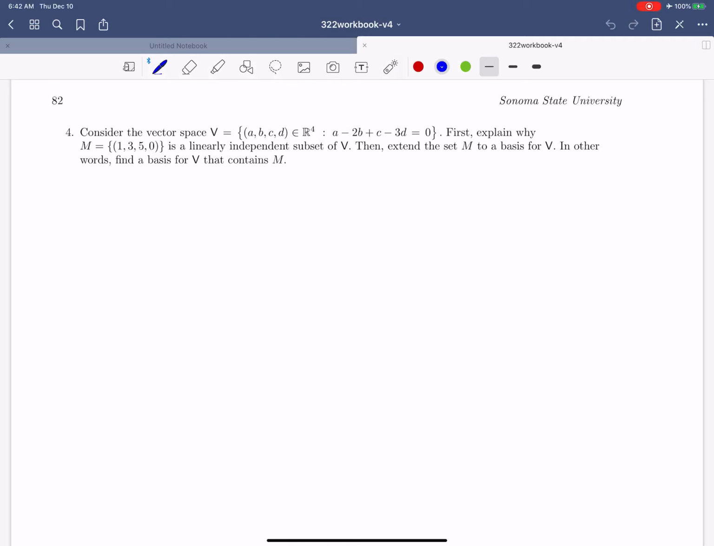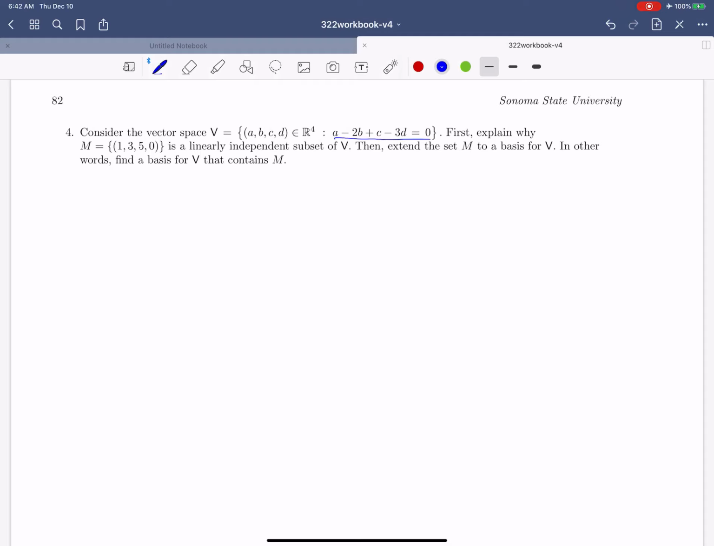So consider the vector space V, and they give us a description of it here. The set of all (a, b, c, d) in R4 that satisfy this particular equation. First we'd like to explain why M, the set that just contains one vector (1, 3, 5, 0), is a linearly independent subset of V. Okay, why don't we just go ahead and do that. That kind of gets the ball rolling here.